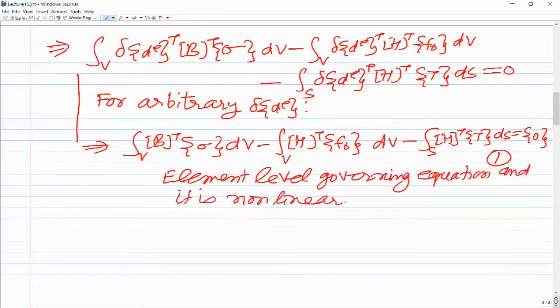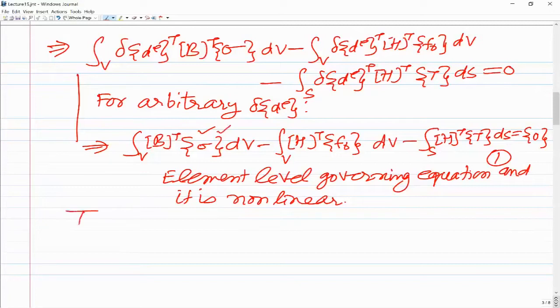Why is it nonlinear? Because if you look at this term, sigma is nonlinearly related to strain. So the nonlinearity is coming from here. If it was a linear elasticity problem, sigma would be a linear function of strain, so then it would become a linear problem. But in elastoplasticity, sigma is a nonlinear function of strain, and that is where the nonlinearity is coming from. And once we have a nonlinear equation, how do we solve it? Typically we use what is known as the Newton-Raphson method.